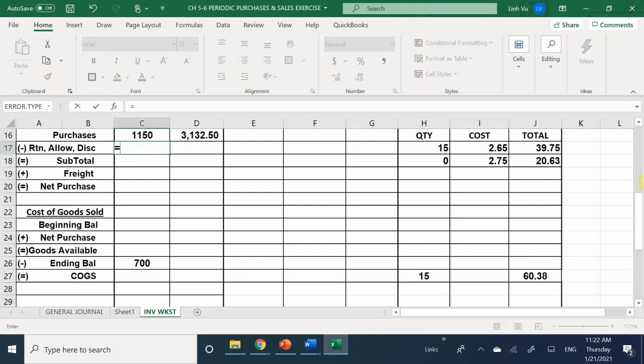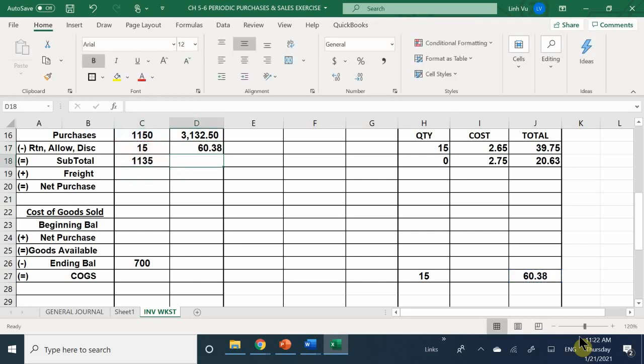So now I'm going to plug those numbers in here. Okay? So if I returned a total of 15 items and it cost me a grand total of all my returns and allowances to be $60.38. Okay? Therefore, my subtotal here is going to be, what's my subtotal here?